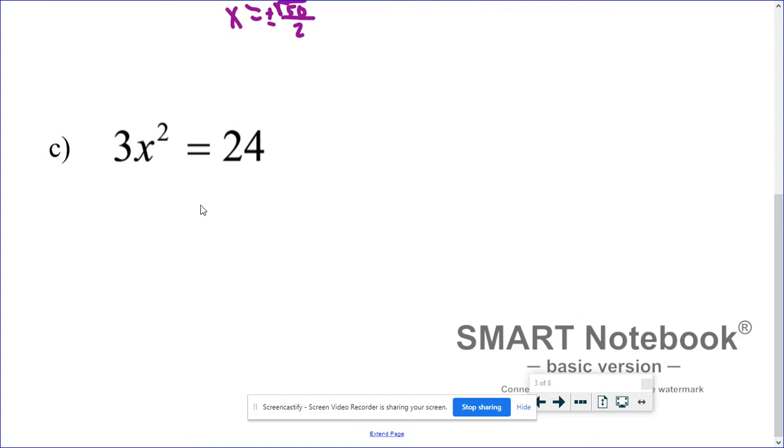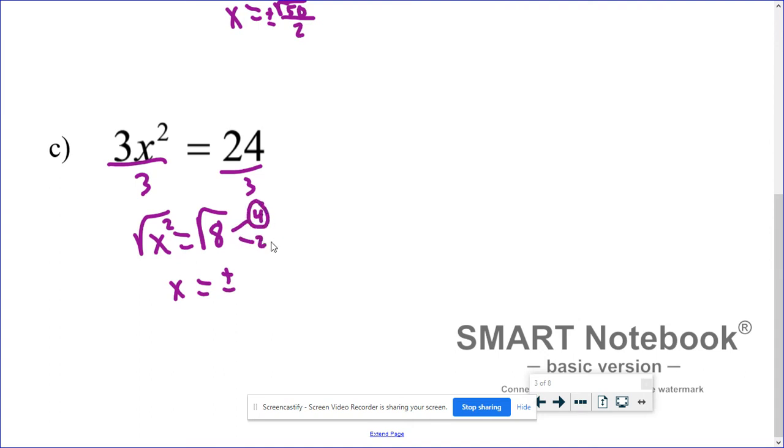Same thing with this one. Only thing I need to do to isolate the x squared is divide by 3. So now you get x squared is equal to 8. Then when you take a square root of both sides, you're going to get x is equal to plus or minus square root of 8. You can break into 4 and 2, right? Where 4 is a square number, 2 is not. So you get 2 root 2.